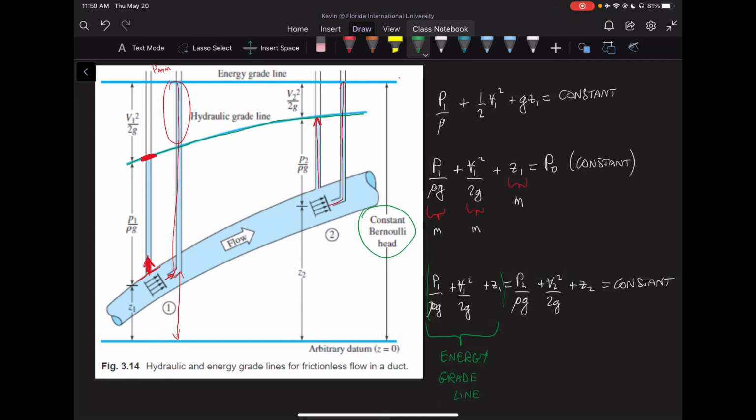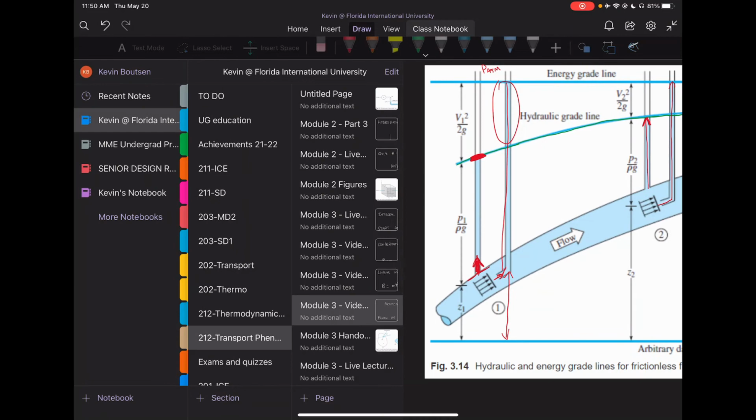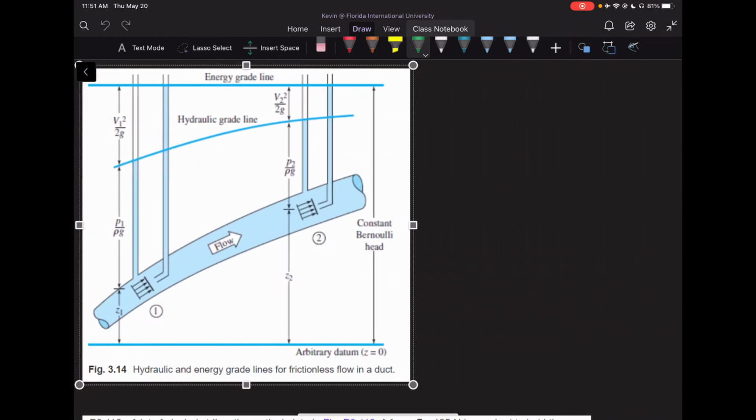Okay, so the next thing I want to do is an example problem using Bernoulli, using this assumption that we have a streamline flow, and we're going to be using the streamline to understand what is happening. So let me copy over the example, and we'll get started.